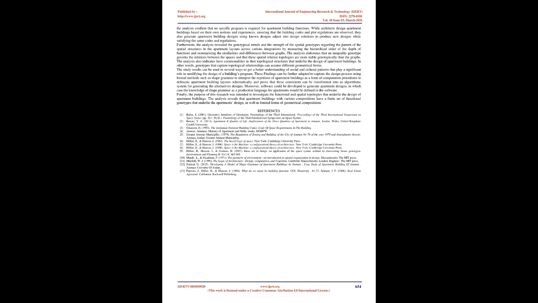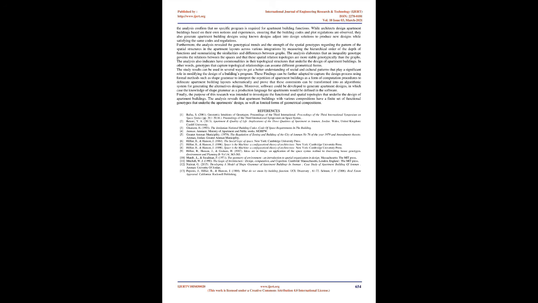The study results can be used in several ways to get a better understanding of social and cultural patterns that play a significant role in modifying the design of a building's program. These findings can be further adapted to capture the design process using formal methods such as shape grammar to interpret the repetition of apartment buildings as a form of computation procedures to delineate apartment building layouts schematically and prove that these constraints can be transformed into an algorithmic system for generating alternative designs.